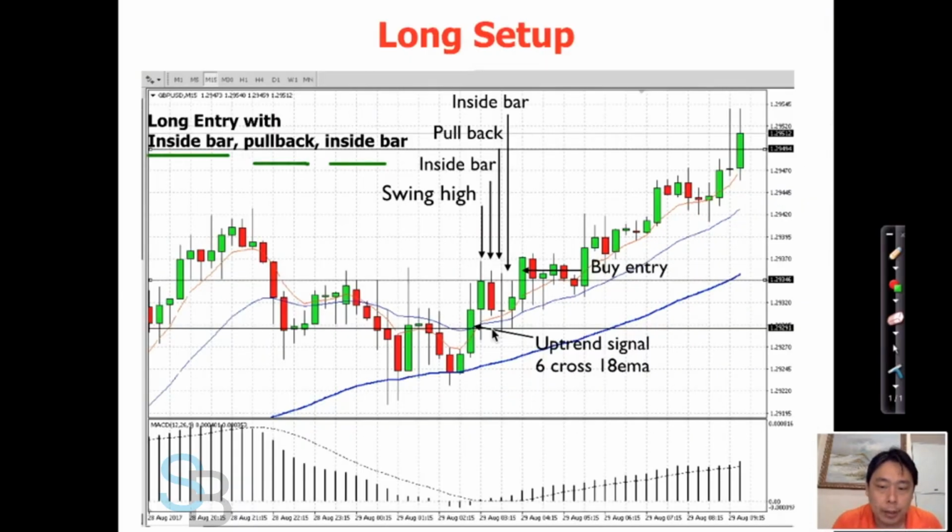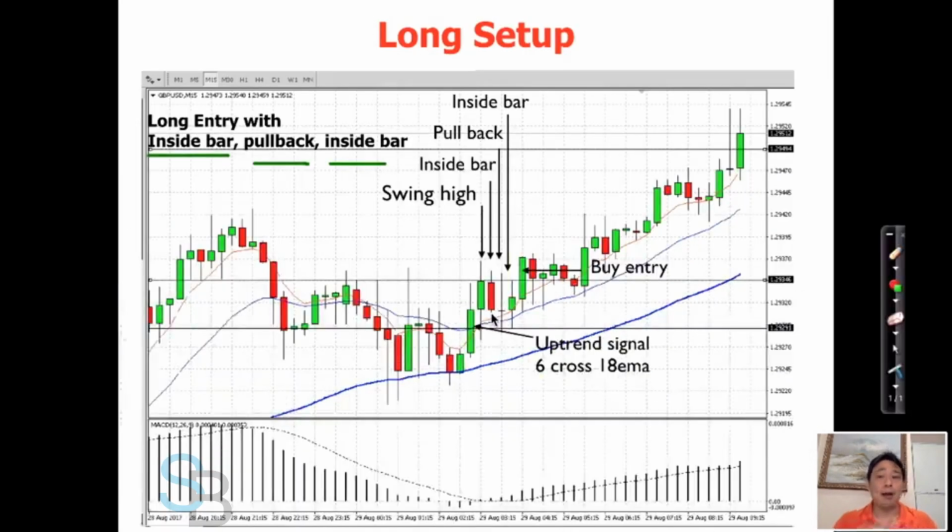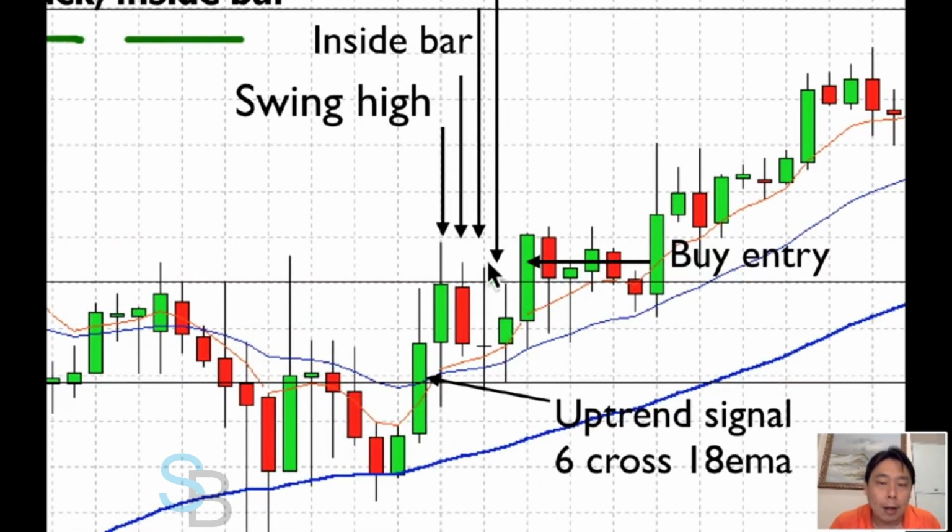There we go. We've got the signal, 6 EMA crossing above the 18 EMA. Right at the cross, or right after the cross, we have our swing high candle. So can you see this is a swing high? Because it makes a higher high than the previous candles. That's a swing high. So the next candle makes a lower high and a higher low. So it's an inside bar, right? So that's cool. The moment you get an inside bar or pullback, we can get ready to buy. So we're going to place our buy order right above the high of the candle.